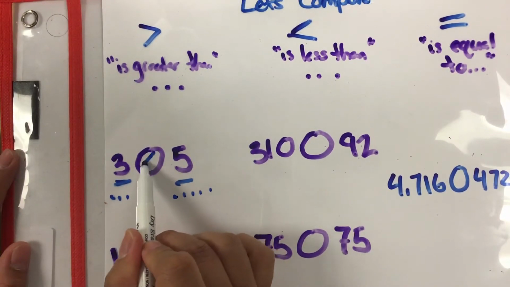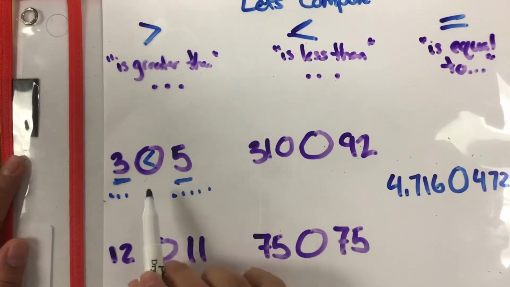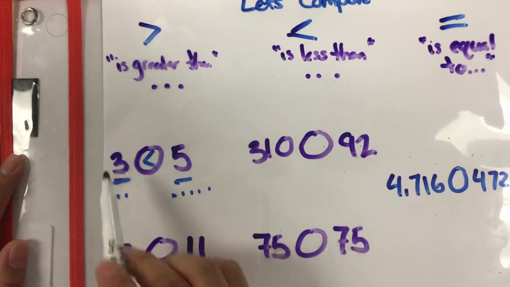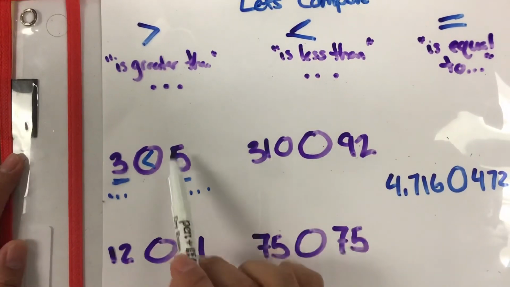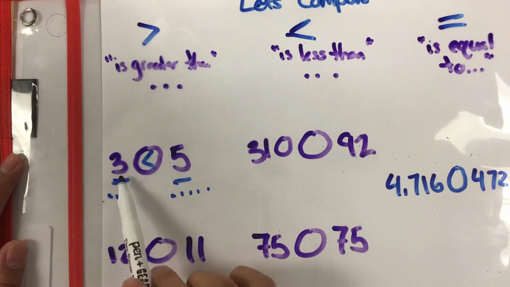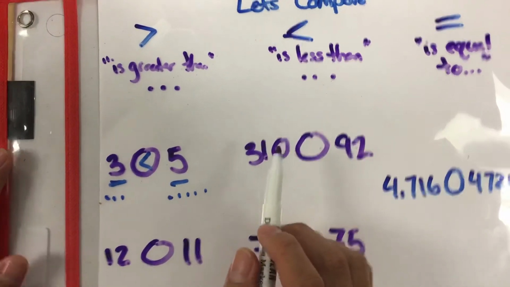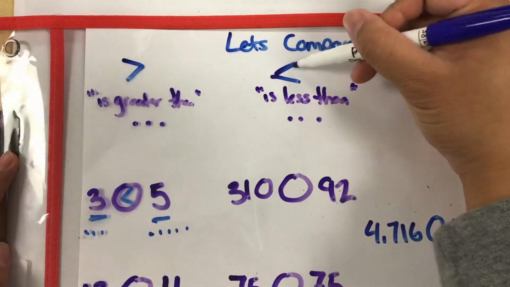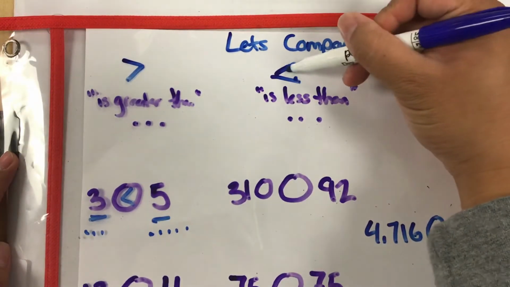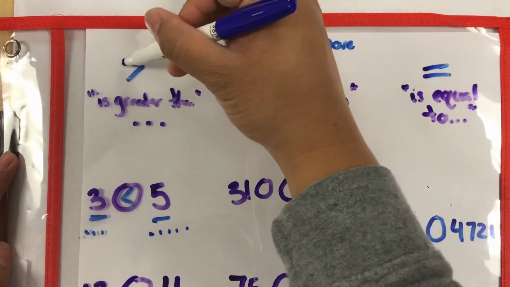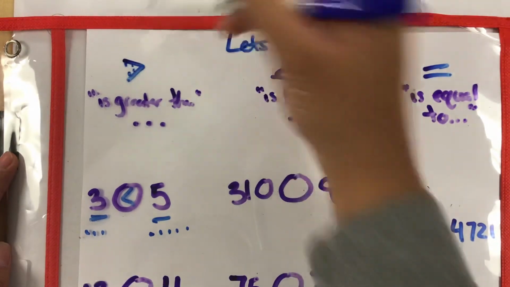So I know 3 is less than 5. So if I'm going to read this sentence, I would say 3, and with the less than sign, it means 3 is less than 5. And if it helps you, you can just think of the crocodile teeth will want to eat the bigger numbers. Okay?